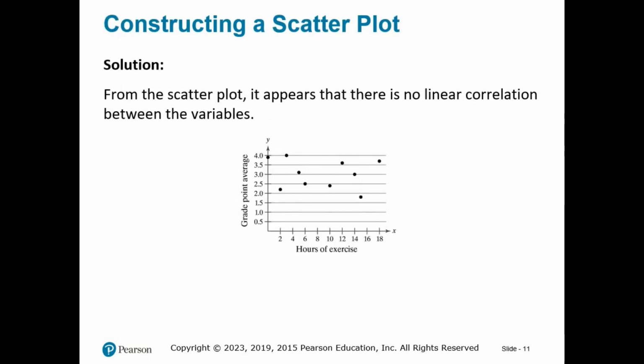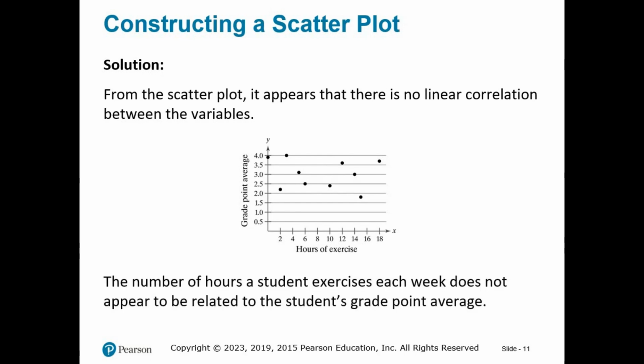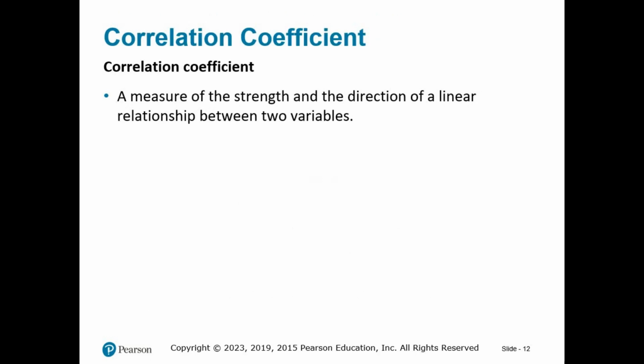You should have gotten something that looks like this. There does not appear to be a correlation between the number of hours a student spends exercising and the student's grade point average. There doesn't seem to be any sort of relationship between them. A correlation coefficient is a measure of the strength and the direction of a linear relationship between two variables.